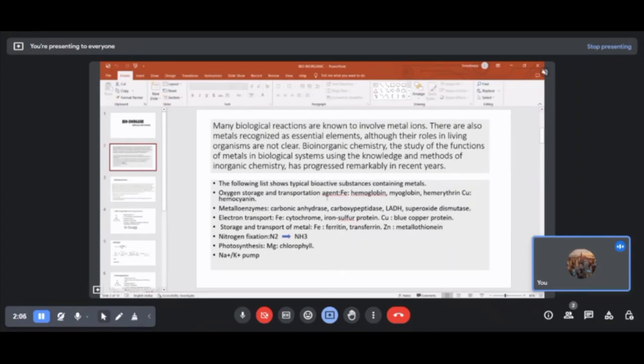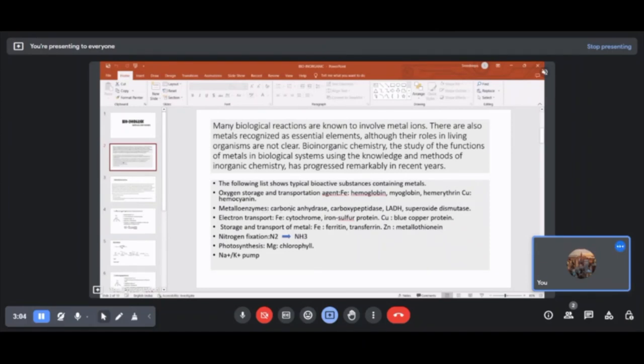Oxygen storage and transportation agent. For this phenomenon, hemoglobin, myoglobin, hemerythrin and hemocyanin are a few metalloproteins which help in storage and transportation of oxygen in the living organism. Hemoglobin, myoglobin and hemerythrin use iron as their metal ion, whereas hemocyanin uses copper. Among these, hemoglobin, hemerythrin and hemocyanin help in oxygen transportation in our body, whereas myoglobin specifically helps in oxygen storage in the muscle tissues.